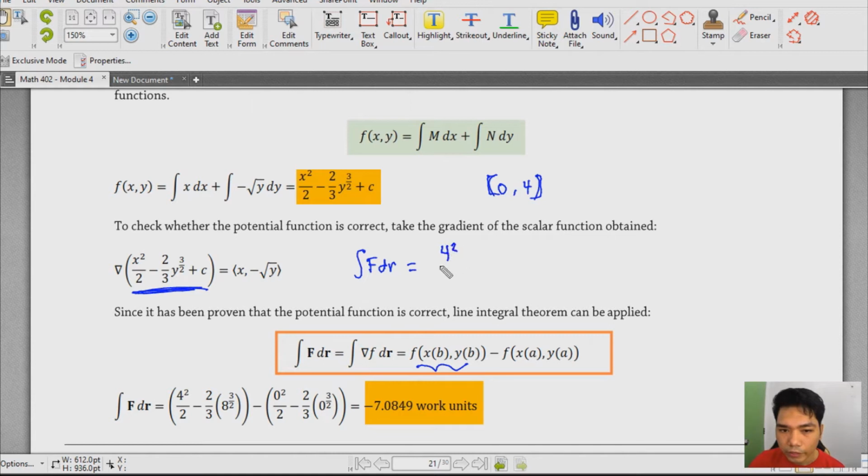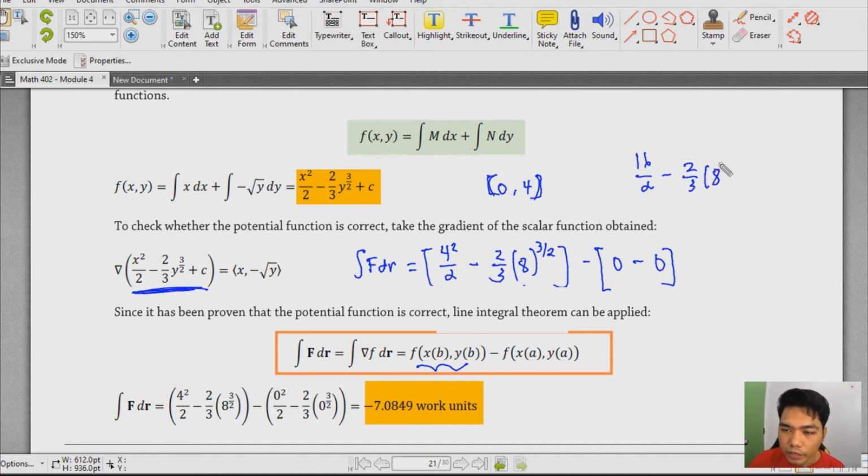Therefore, that's 4 squared over 2 minus 2/3. And then, ano ba yung ating y? So, sabi natin, diba, when x is equal to 4, y is equal to 8. So, therefore, 8, and then we raise this to 3 halves, and then you can add plus c, but since makakancel lang yan pag subtraction, pwede ring hindi na ilagay. And then we subtract this. So, kung 0, automatically magiging 0 na. But this one, since it is 0 raised to 3 halves, so 0 na rin yan. Okay? And then therefore, we're left with 16 over 2 minus 2/3 times 8 raised to 3 halves. And evaluating this gives you the same result for the work. That's negative 7.0849 work units.